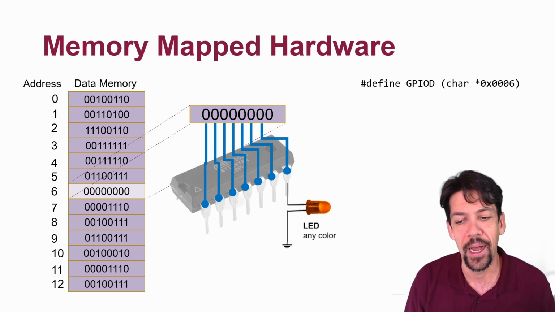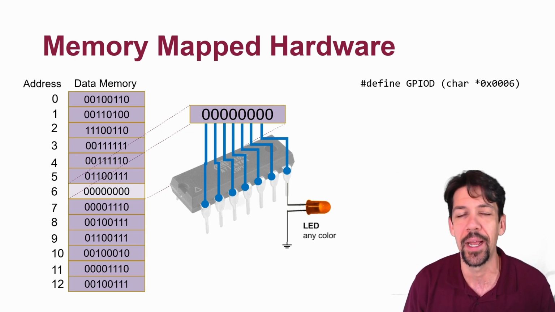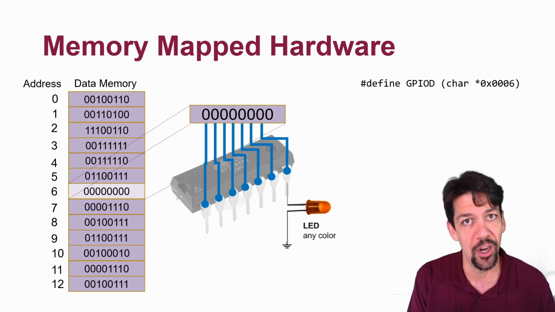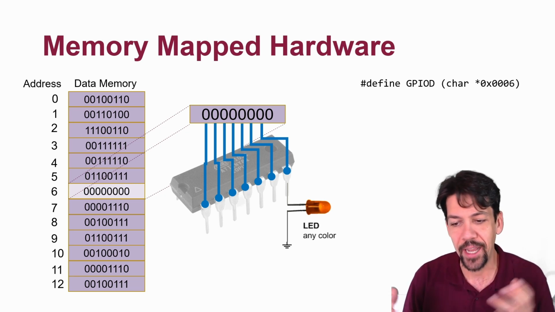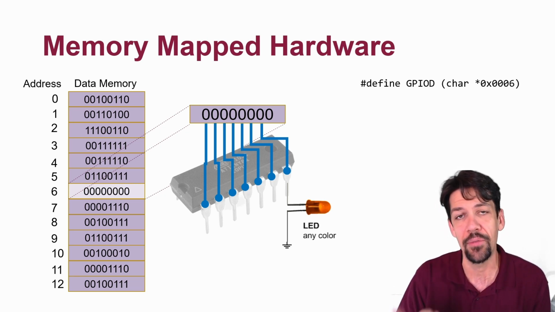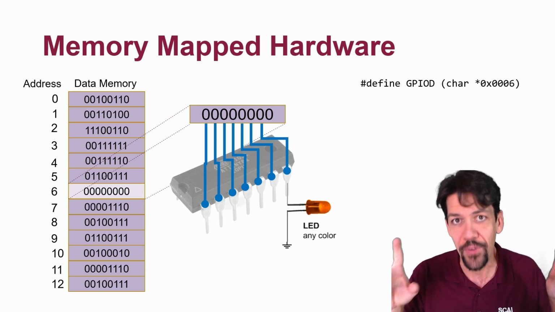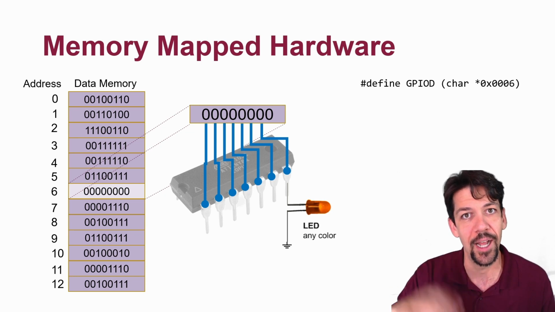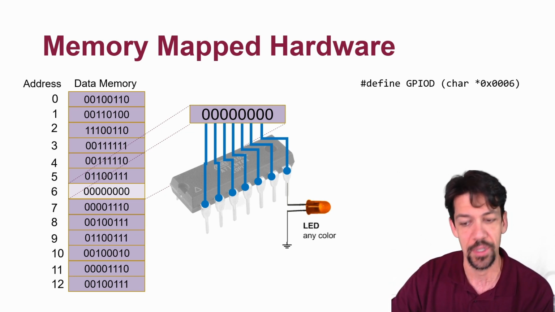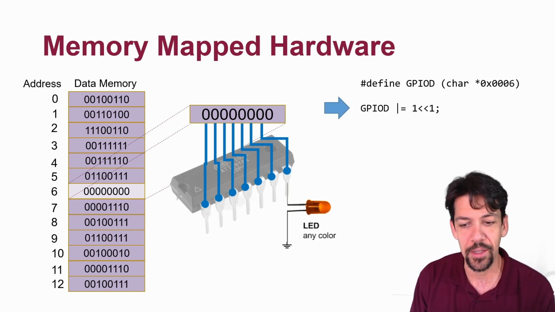In this case, we're calling it GPIO-D, general purpose IO port D, and we're mapping that to a macro that dereferences the memory location. So we can now use this as a command or a variable that we can update, and that actually controls the hardware, right? So what that might look like is something like this.